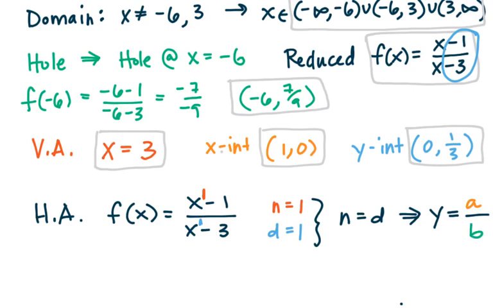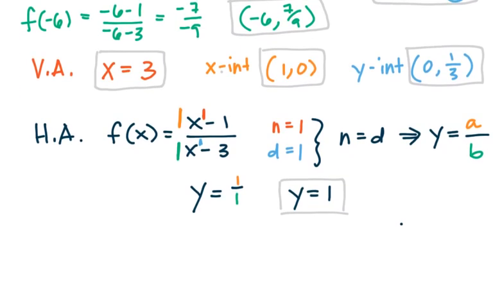And that a and b are going to come from the leading coefficients. In this case, we have a leading coefficient of positive 1 in the numerator and positive 1 in the denominator. So my horizontal asymptote would be at y equals 1 over 1, which simplifies to just y equals 1. So those are all of my attributes. And of course, to graph this, we can plug it straight into our graphing calculator, but here I'm going to consider our characteristics and graph it by hand.